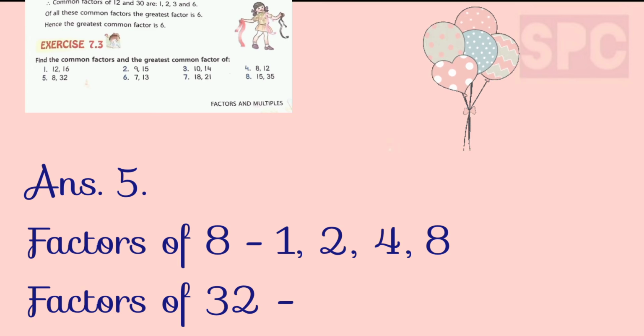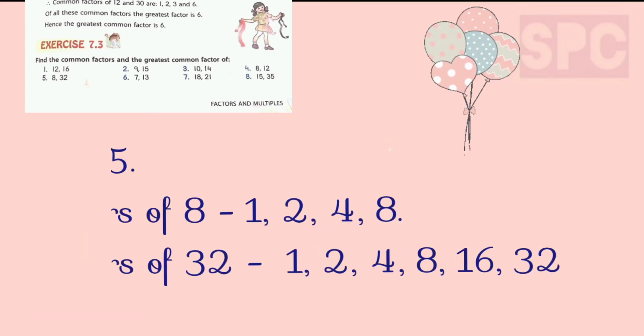Similarly for 32, 1 32s are 32, so 1 and 32. Then since 32 is an even number, when we divide 32 by 2, we will get 16 as the quotient. So 2 and 16 will also be the factors of 32. 4 8s are 32. So 4 and 8 will also be the factors of 32.